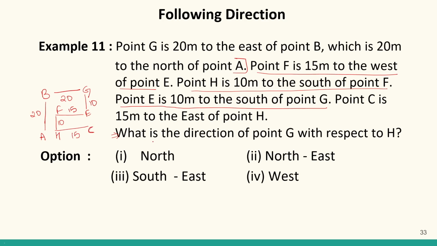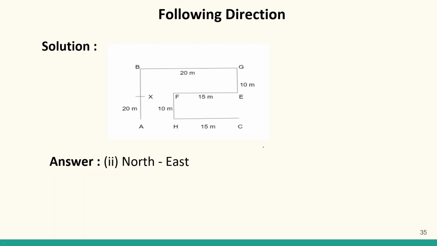Now the question is, what is the direction of point G with respect to H? So with respect to H, G is in which direction? G is in this direction, and this direction is called the northeast direction. So our answer will be option number 2, northeast. This is the correct answer.